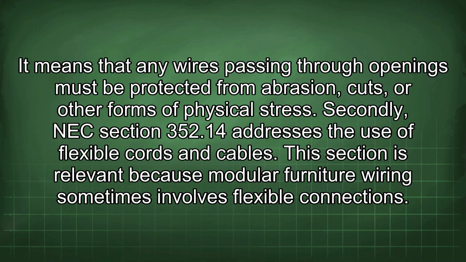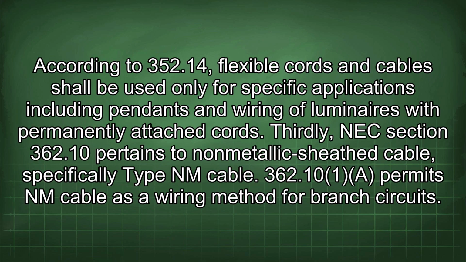Secondly, NEC section 352.14 addresses the use of flexible cords and cables. This section is relevant because modular furniture wiring sometimes involves flexible connections. According to 352.14, flexible cords and cables shall be used only for specific applications, including pendants and wiring of luminaires with permanently attached cords. Thirdly, NEC section 362.10 pertains to non-metallic sheathed cable, specifically type NM cable.